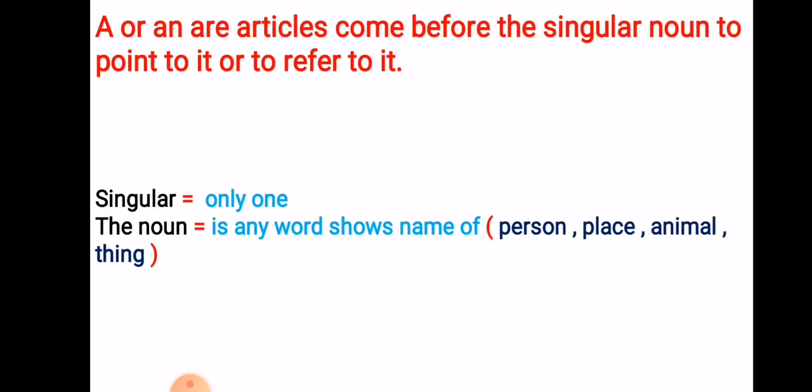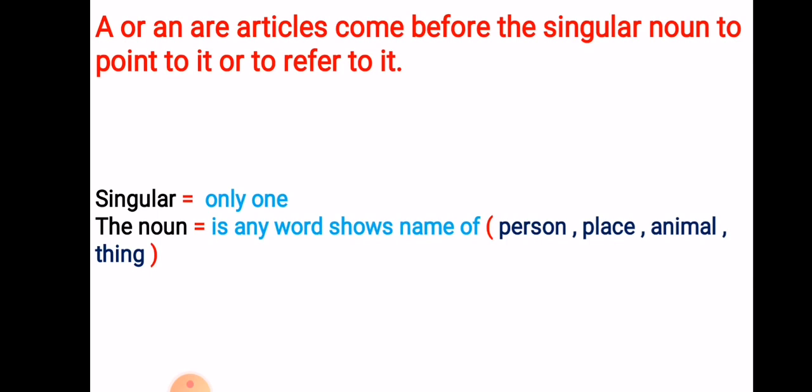Today, we will continue our discussion of our articles a and an. Can you remember what we said about a and an? Very good. We said both of them are articles. Come before the singular noun. And we can use a or an if we need to point to a noun or refer to it. And we said singular means only one.